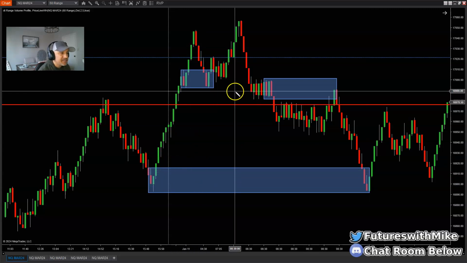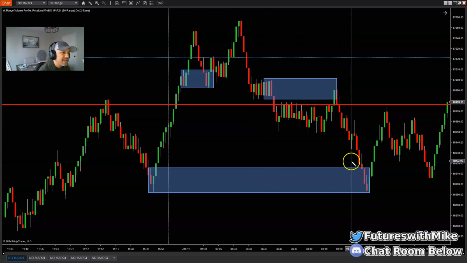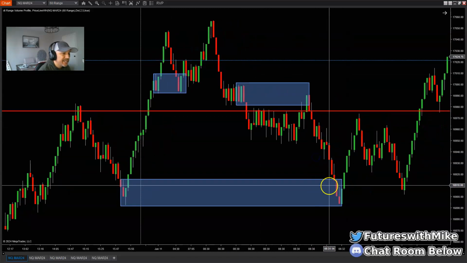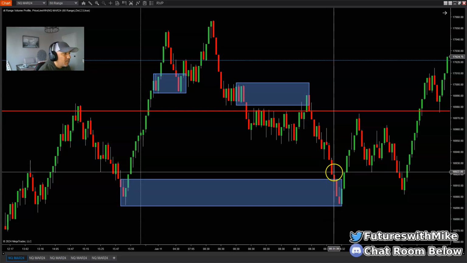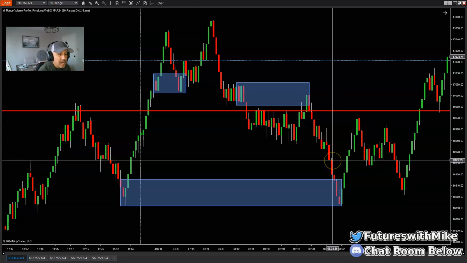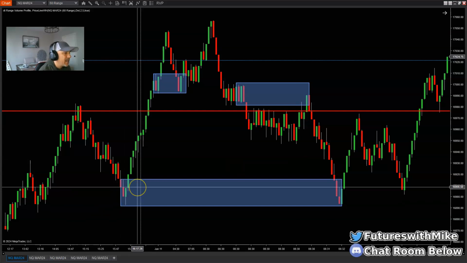Now you ask yourself this question: we're breaking structure to the downside, so why would you be interested in taking this long? Because look, there are imbalances back up to an area of resistance, in this case here. All right, this is a high probability area of demand.